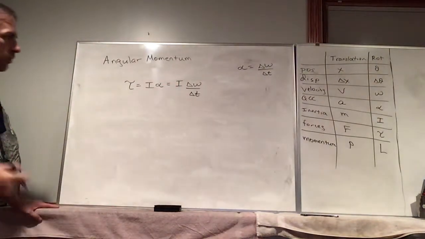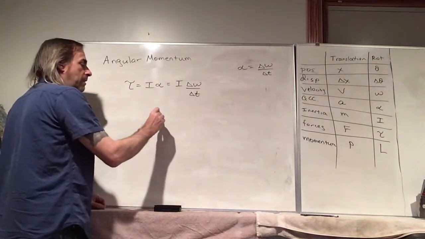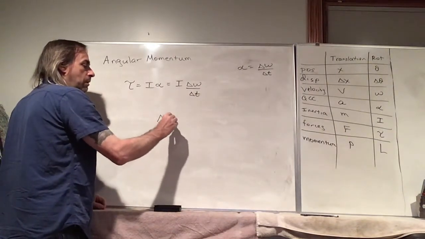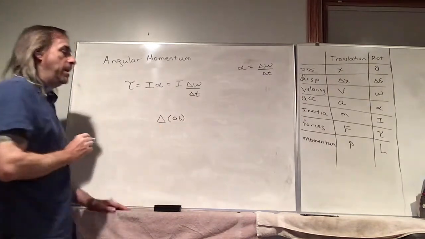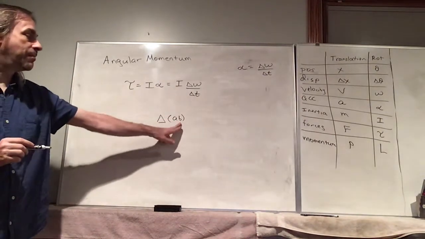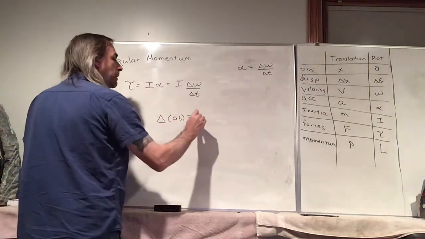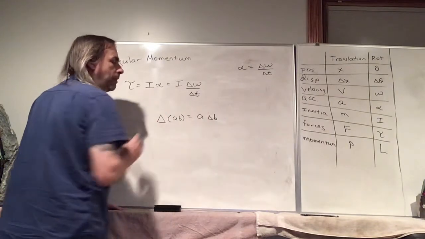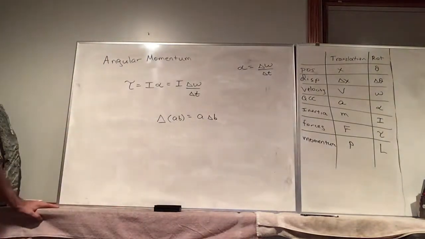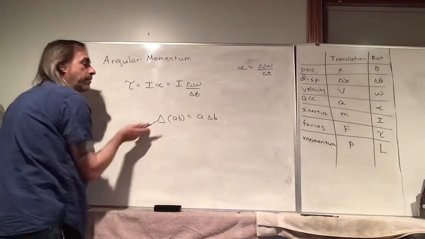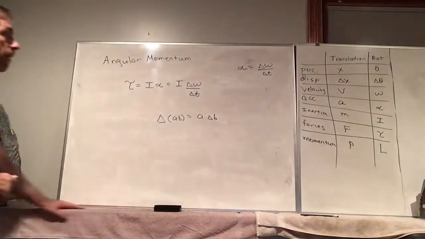Now, we've done this a few times where, say, delta of AB, where A is constant and B is a variable, that's A times delta B. I've shown that a few times. Well, we can go backwards as well. We can go this way. It's an equal sign, works going either way.